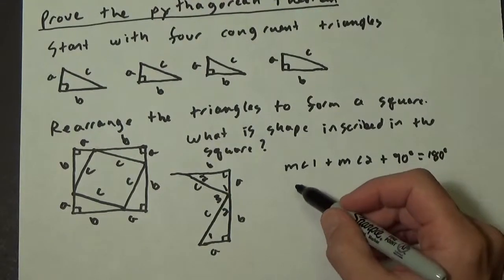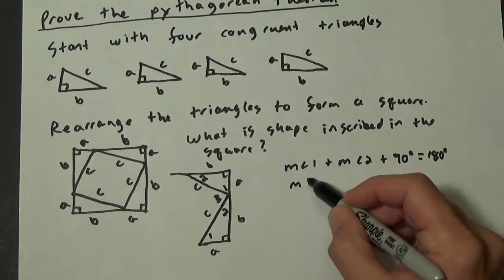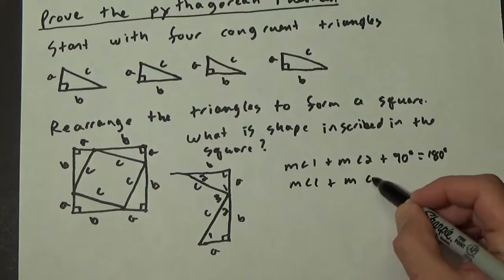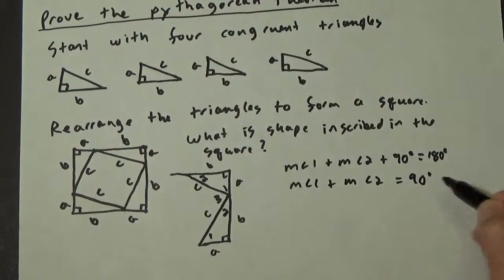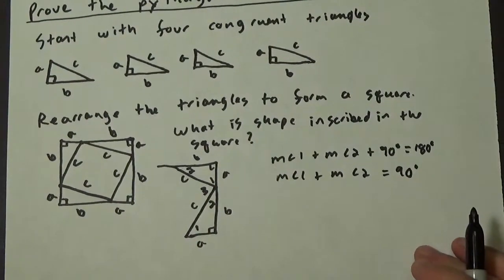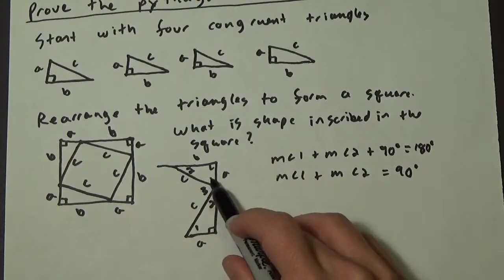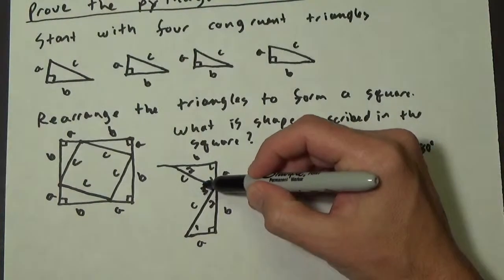We also know that, well, here, let's do this. Let's subtract 90 degrees. So that means the measure of angle 1 plus the measure of angle 2 is 90 degrees. That makes sense. The acute angles in a right triangle are complementary. So we have that. And then we also know, all right, so this is a linear pair right here.